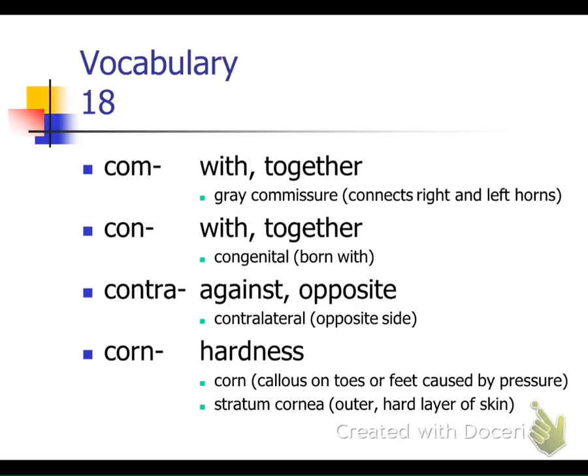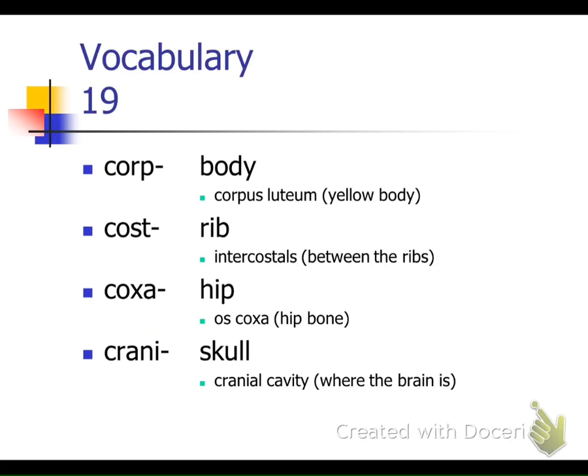Contra, against or opposite. Contralateral, something on the opposite side, right? We saw contralateral in lab as one of our directional terms, contralateral versus ipsilateral. And corn, if you have a corn, you have an area of hardened skin. Corp, body. Corporal punishment, if you think, or corpus luteum. When we get to the reproductive system at the end, we'll discuss the corpus luteum, this yellow body that's found within the ovary.